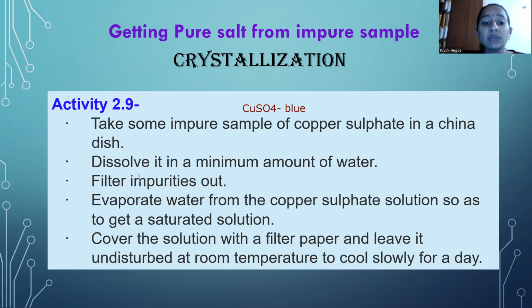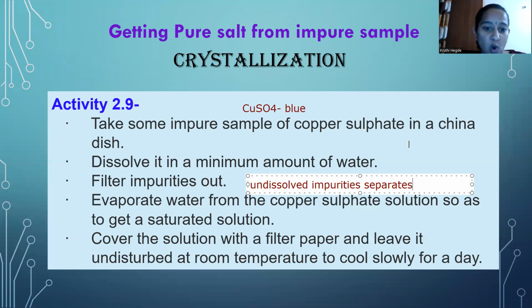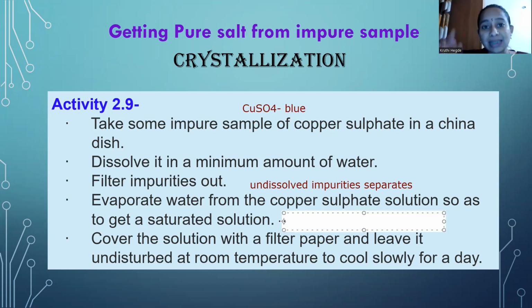After dissolving it, we will filter the impurities out. When we do the filtration process, undissolved impurities get separated, but there may be some dissolved impurities that cannot be separated because they are mixed with the water. So what we'll do is evaporate the water from the copper sulfate solution so as to get a saturated solution. We'll start heating the water until the solution becomes saturated.